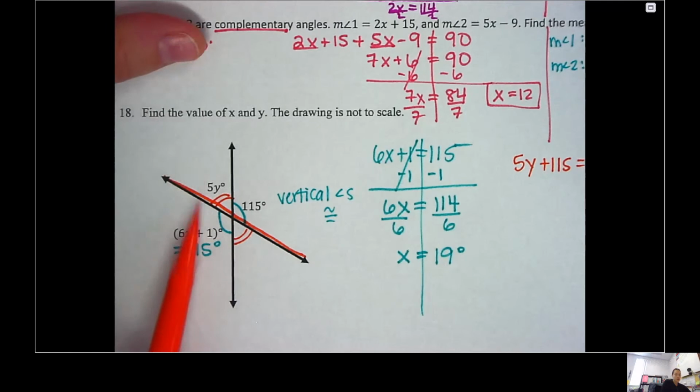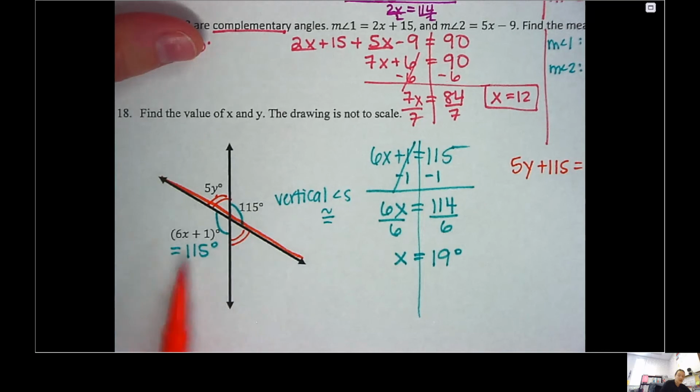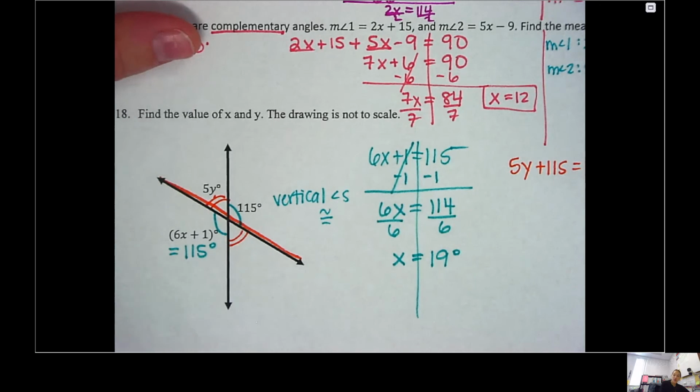Technically these two are also equal to 180, but you don't want to put 5y and 6x plus 1 together before you figured it out, because you've got a y and an x. You've got two different variables and you're not going to be able to solve it. So solve for one variable first before you try to solve for the next one.